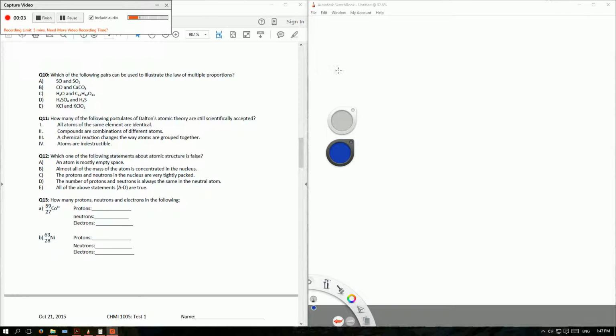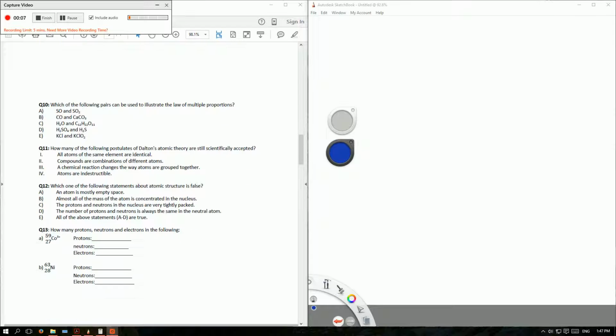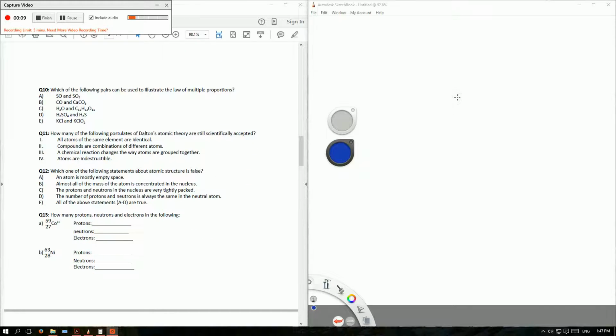Alright, so it's question 10. Which of the following pairs can be used to illustrate the law of multiple proportions? So in chapter 2, where there's a few laws, there's like 3 laws you had to kind of know, right? One of them was the law of conservation of mass, and I can't really remember all the other ones, but one was the law of multiple proportions.